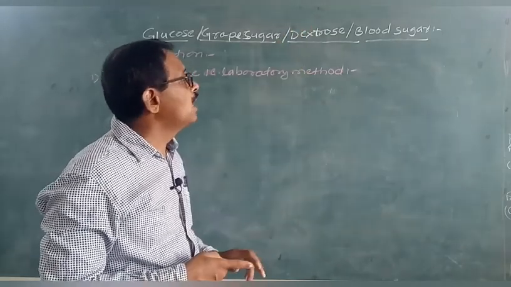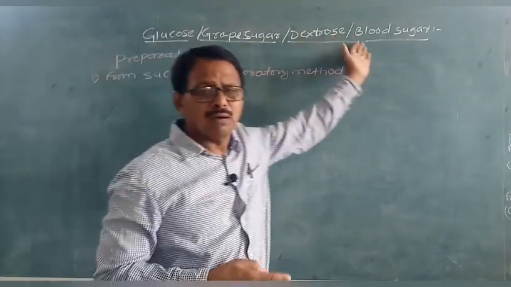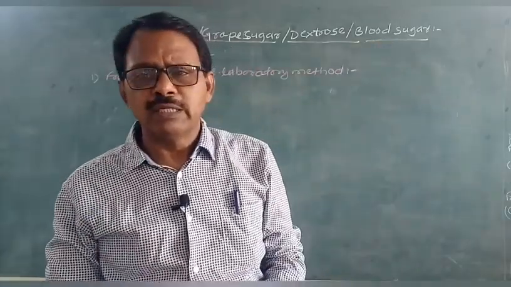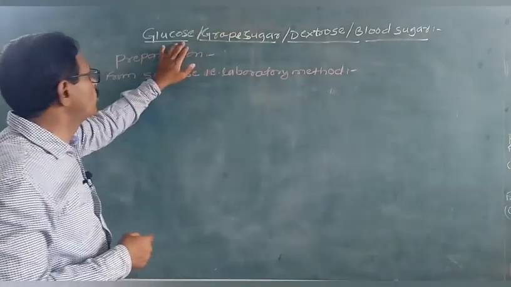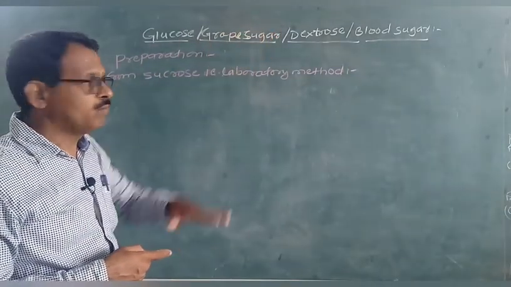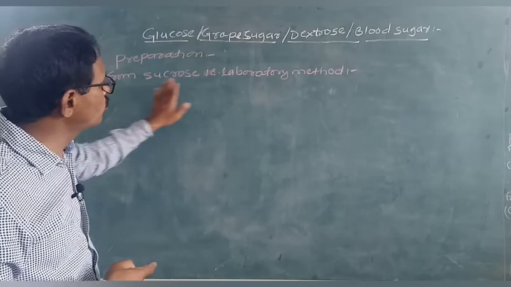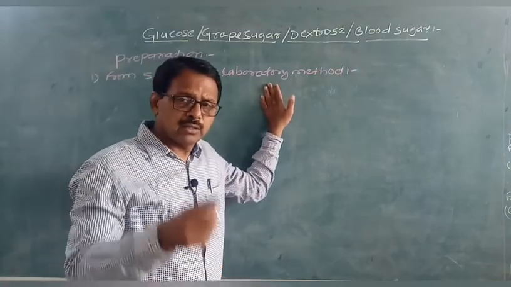Therefore, it is also known as dextrose. It is also known as blood sugar, because the sugar which is present in the blood is also glucose. Therefore, these are the different names: glucose, grape sugar, dextrose, or blood sugar. Preparation from sucrose is also known as the laboratory method.